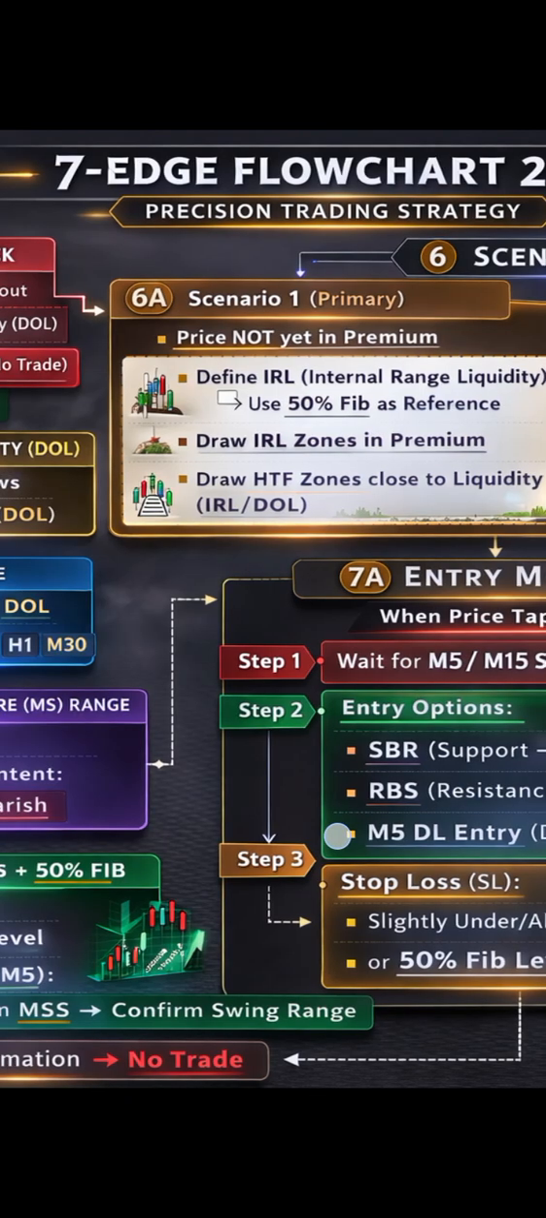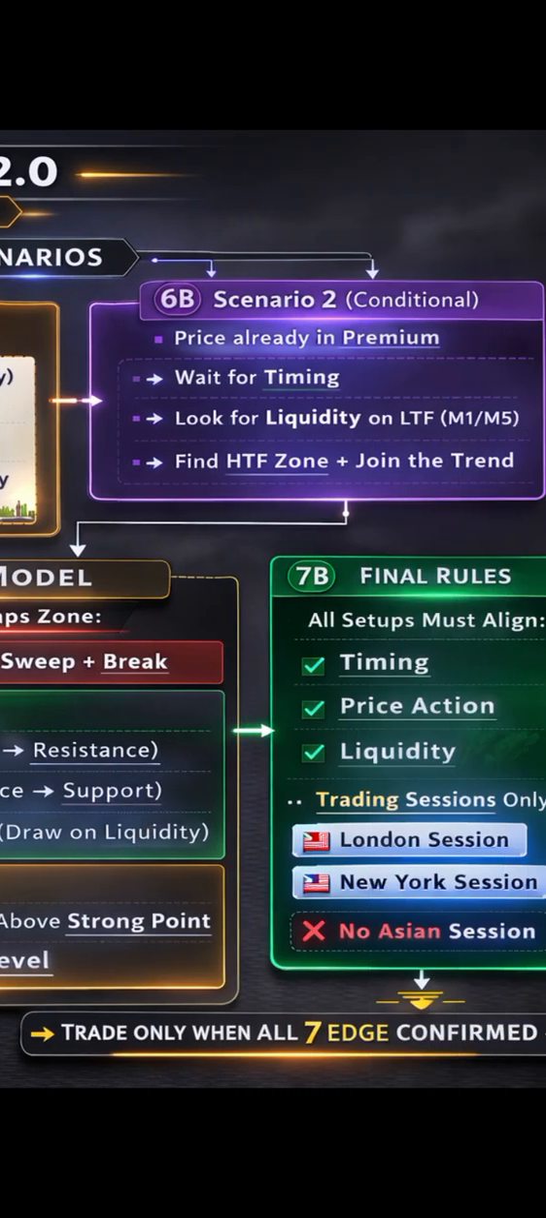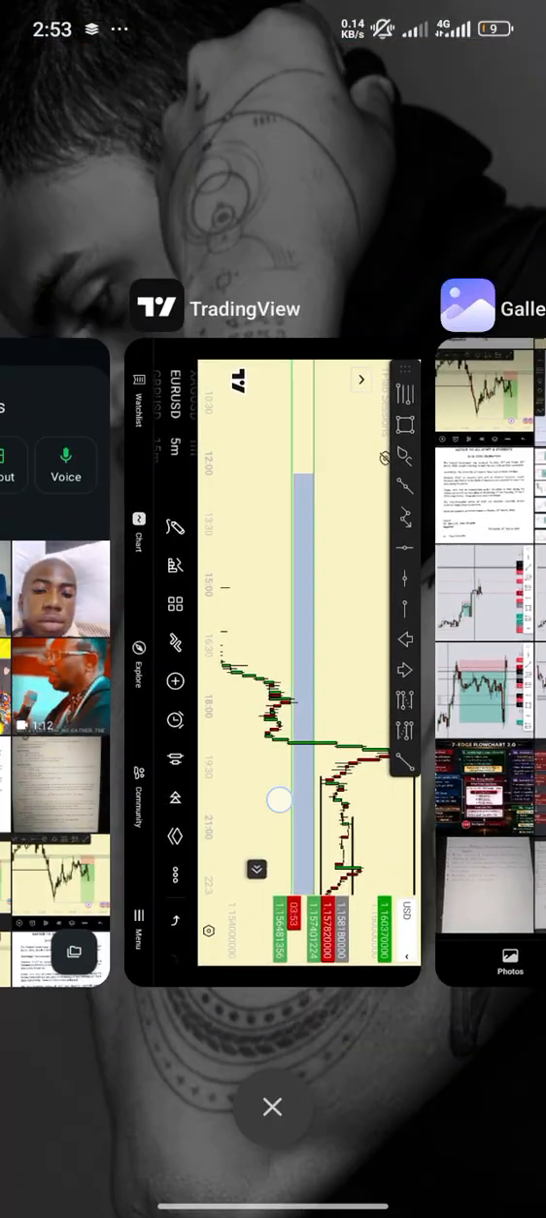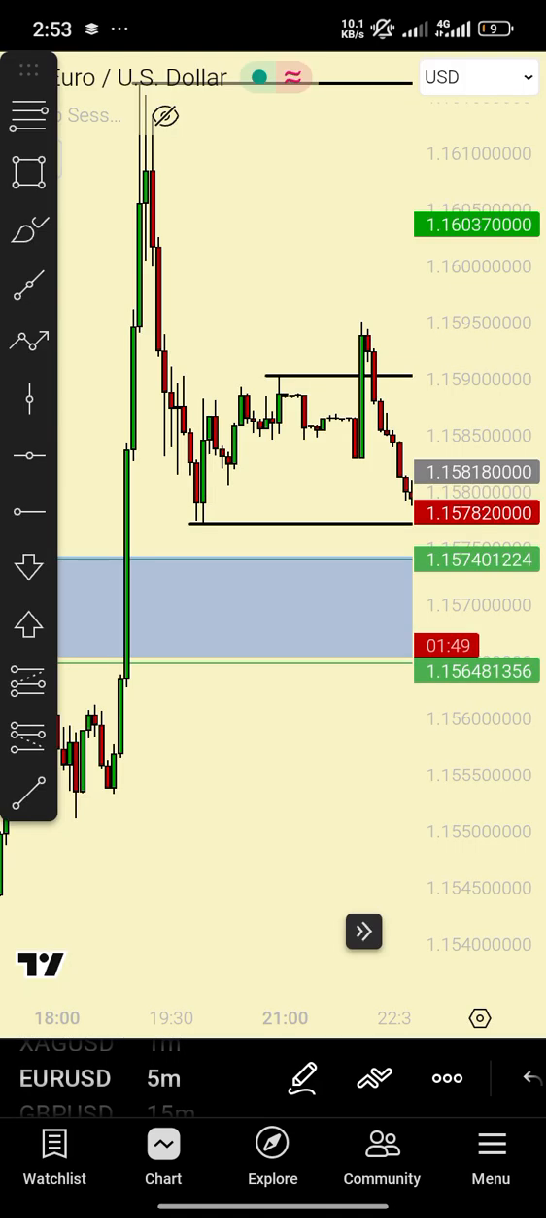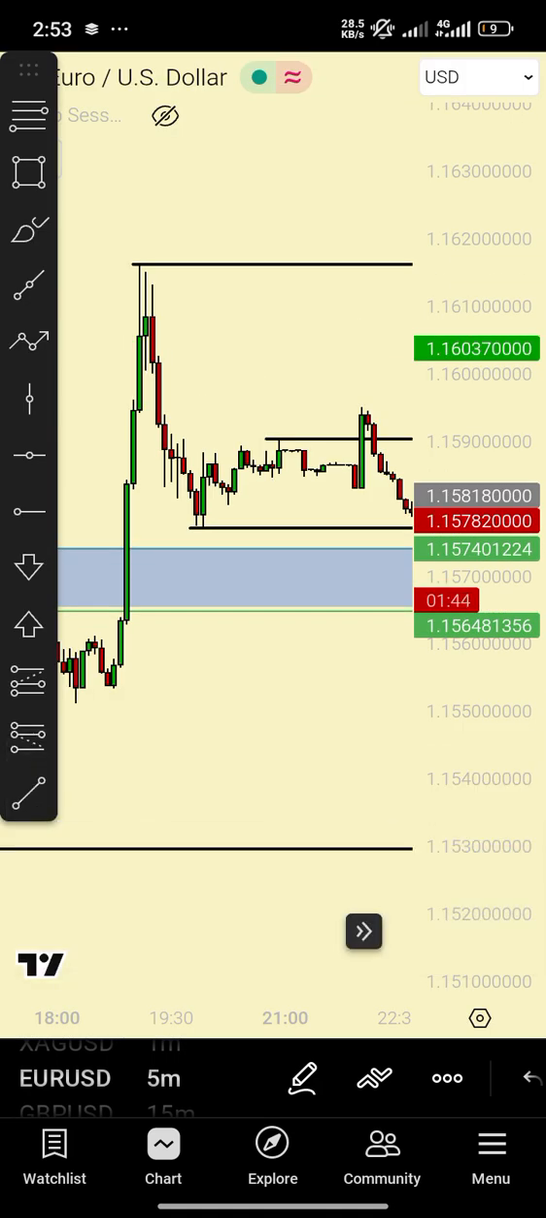Scenario 1, price not in premium yet. These are what I just told you just now. Scenario 2, price already in premium, wait for timing, look for draw on liquidity. You get. So this is how I do everything. Basically, that's how I do everything. So I'm ending this 1 hour long video. Right.